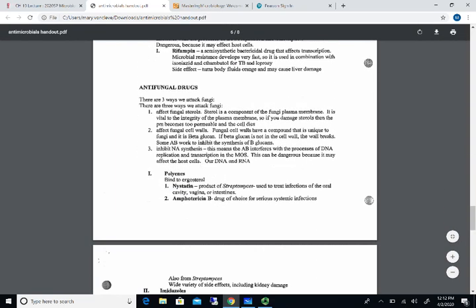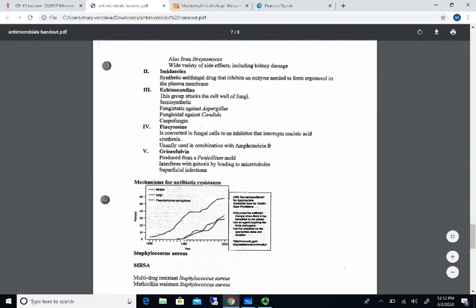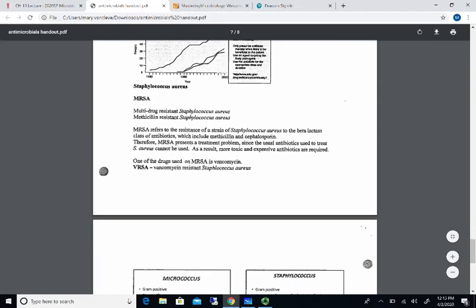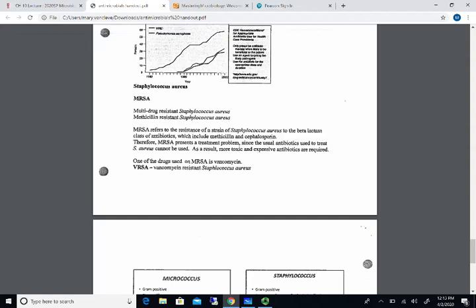Now, I'm not going to look at these antifungals in here because, again, I don't focus on those until we get to the actual bacterium, the fungus and virus sections.